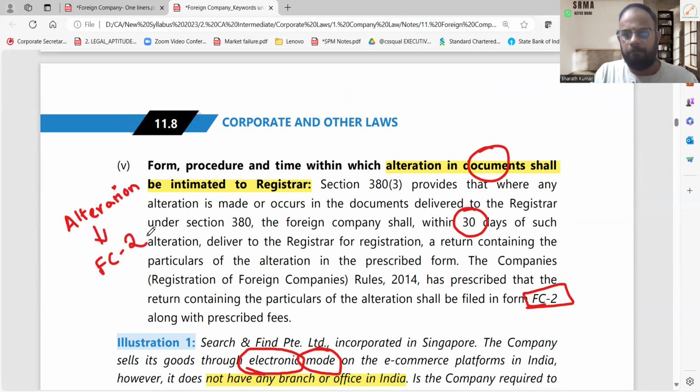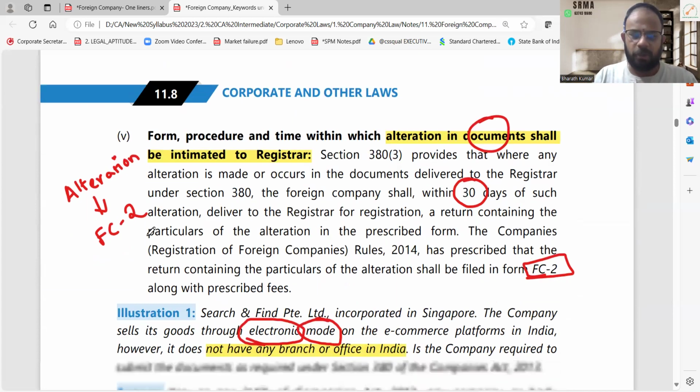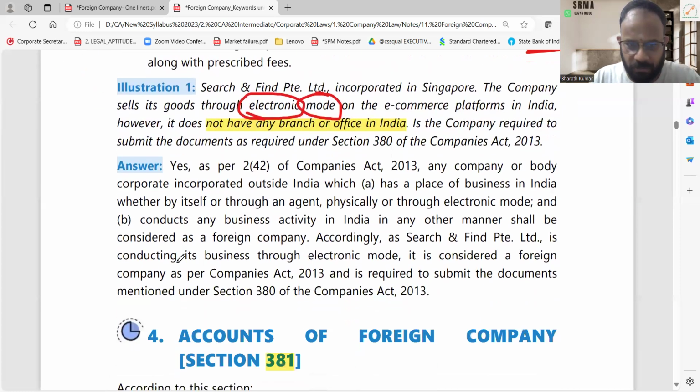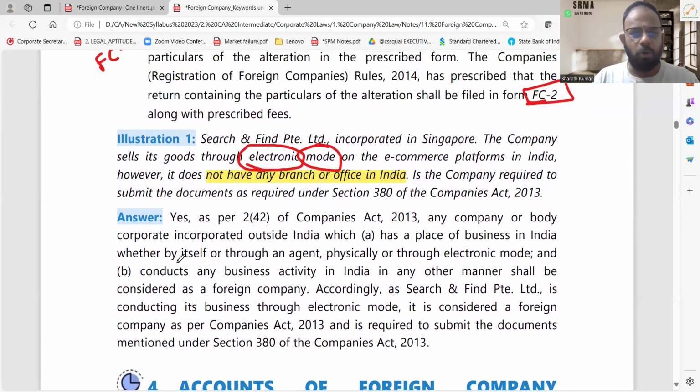That is all that is going to be there for these 5 points, which you should be very, very, very careful about. Are we clear? These 5 heads are going to be important. And a story, electronic mode, but does not have a branch in India. How is it going to be? They are talking about this.